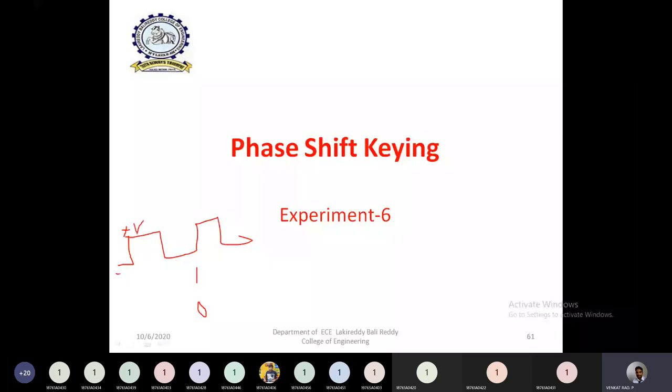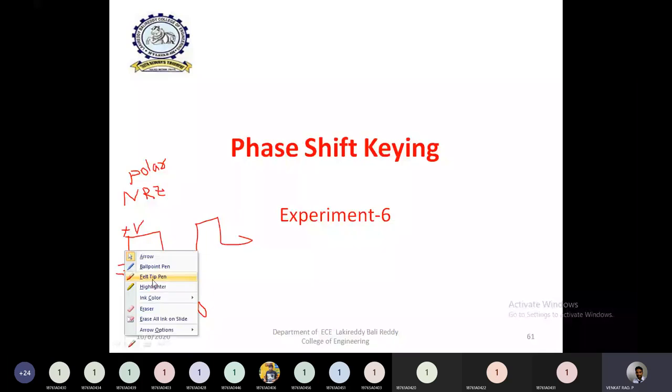This kind of representation of the input binary data is called polar NRZ coding, the polar non-return to zero line coding method. So especially in phase shift keying, we represent the input digital data, that is ones and zeros, in the form of electrical pulses, each one with a positive pulse and each zero with a negative pulse, like this.